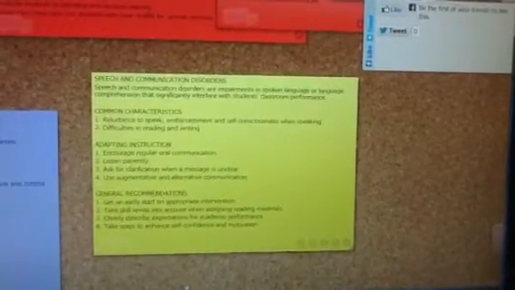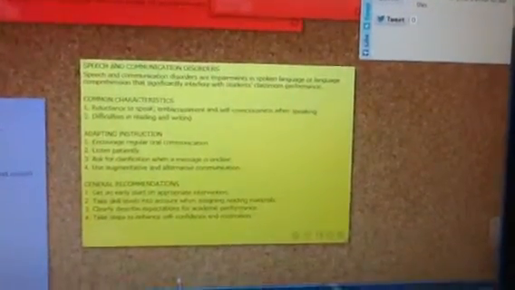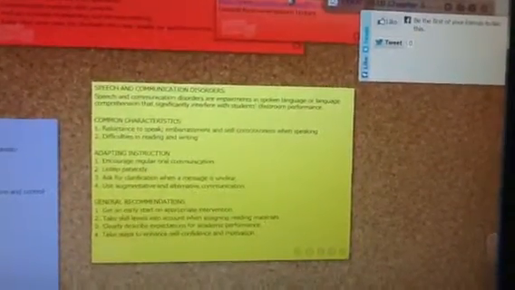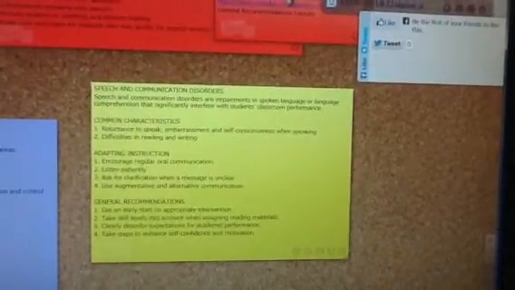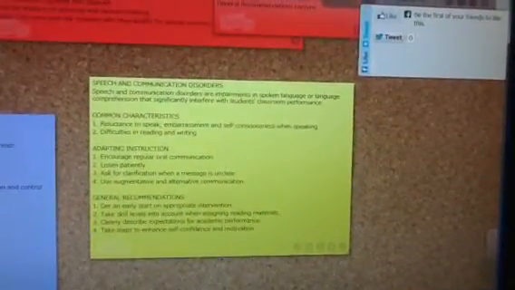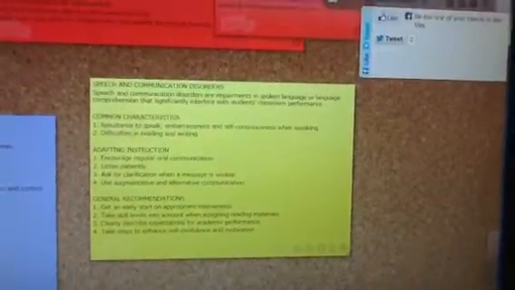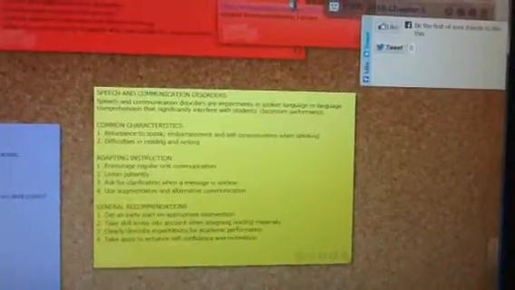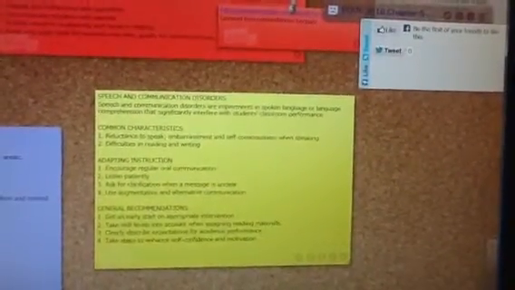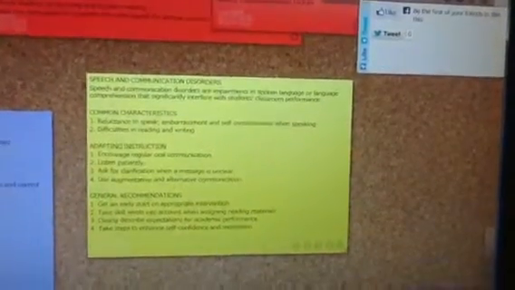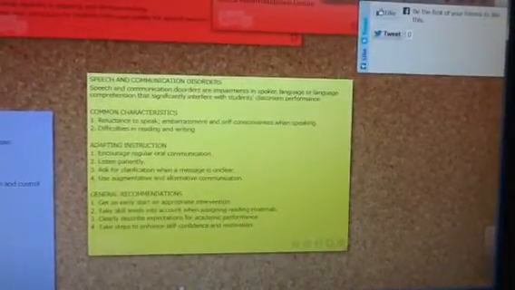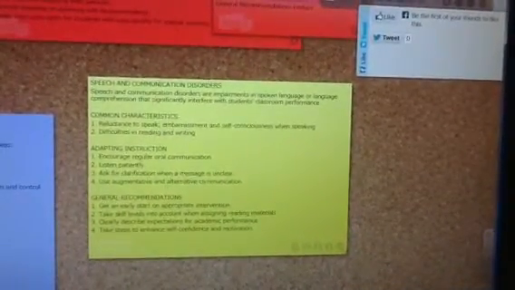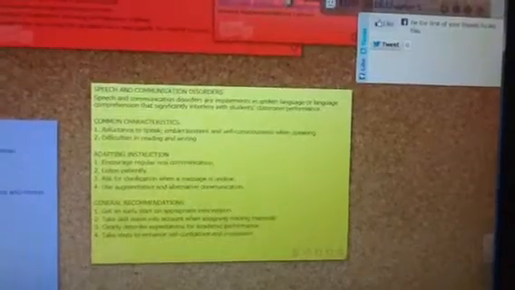Adapting instruction: encourage regular oral communication. Make sure that students know we're all different, and don't let them make fun of the kids. Listen patiently. If you need to ask them to repeat something they've said, do that. But try your best just to listen patiently and see if you can figure out what they're talking about. Ask for clarification when a message is unclear, and use augmentative and alternative communication. Let them send you an email. Let them do something else besides having to speak it out.